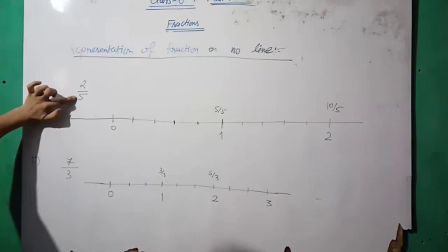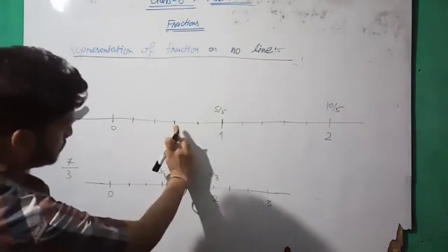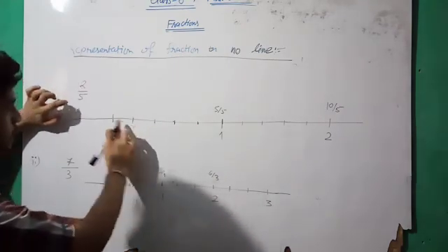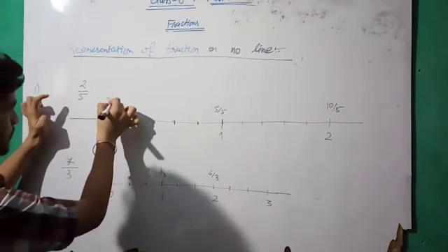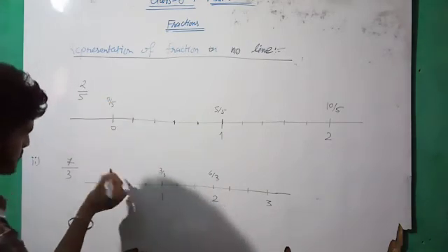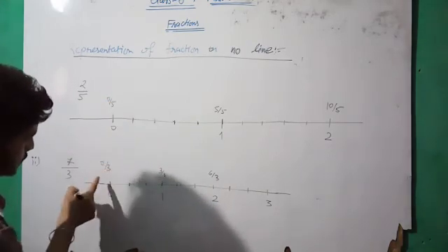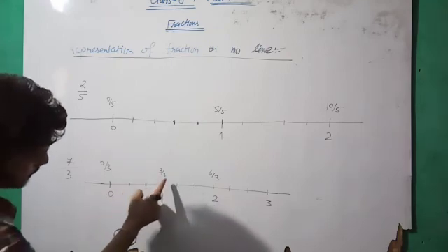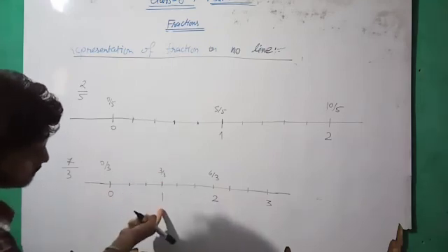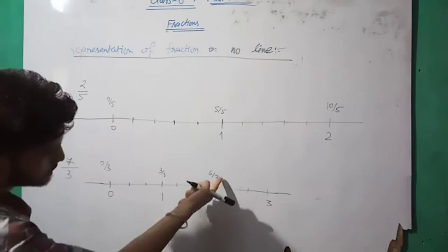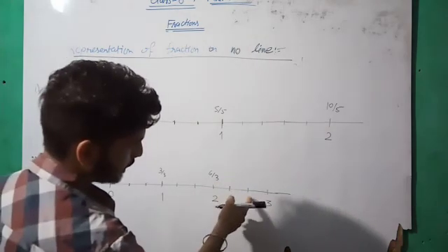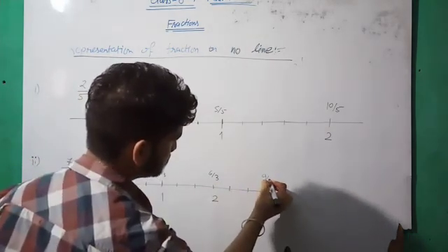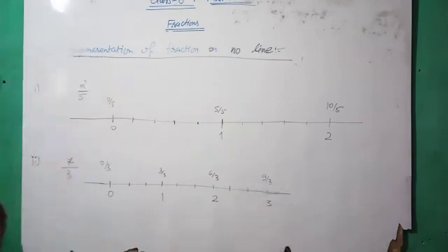We have to represent 2 by 5. So this is 4 by 5, 3 by 5, 2 by 5, 1 by 5 and 0 by 5, and 0 by 5 is 0. Same here, 0 by 3 is 0. 1 by 3, 2 by 3 and 3 by 3, and 3 by 3 means 1. 4 by 3, 5 by 3, 6 by 3, and 6 by 3 means 2. 7 by 3, 8 by 3, 9 by 3, and 9 by 3 means 3. So this is very simple now.